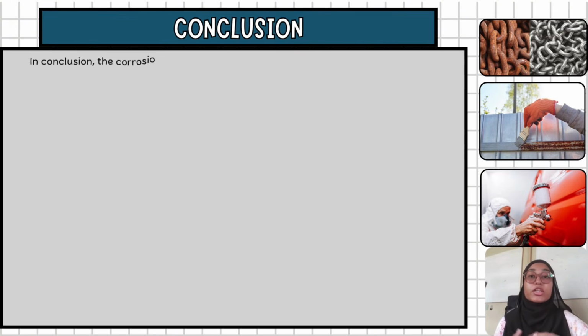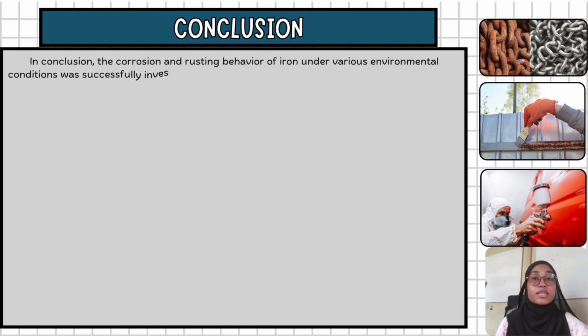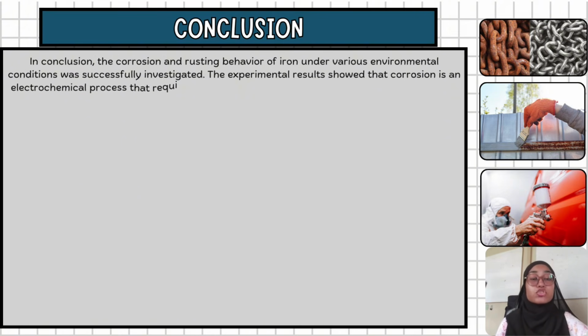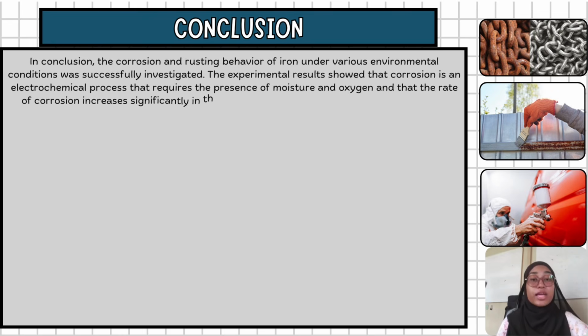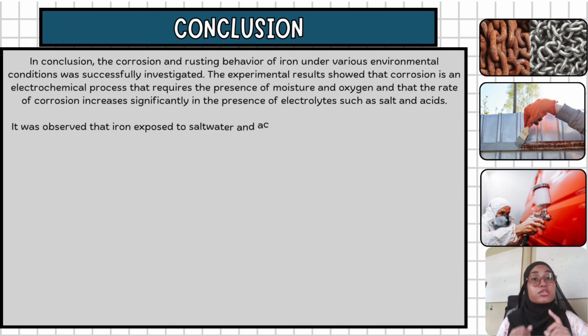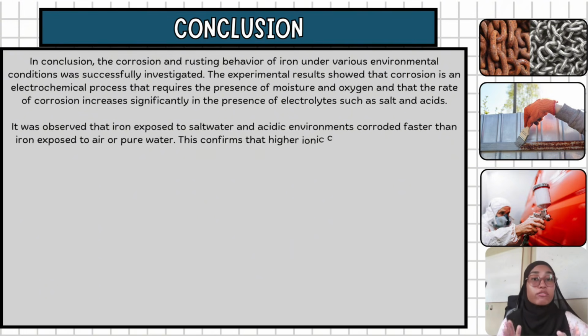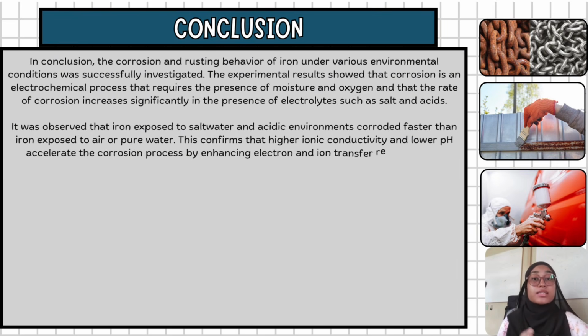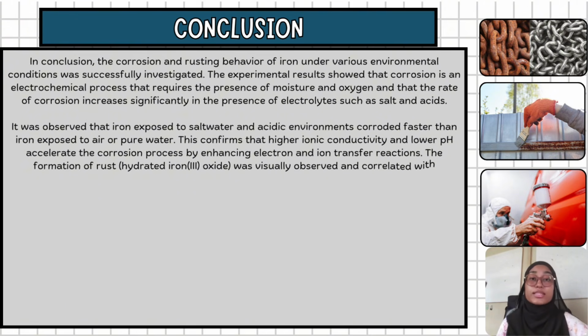In conclusion, the corrosion and rusting behavior of iron under various environmental conditions was successfully investigated. The experimental results showed that corrosion is an electrochemical process that requires the presence of moisture and oxygen, and that the rate of corrosion increases significantly in the presence of electrolytes such as salts and acids. Iron placed in saltwater and acidic solutions or environments rusted more quickly than iron placed in air or clean water. This is because salt and acids help the chemical reactions that cause rust to happen faster.